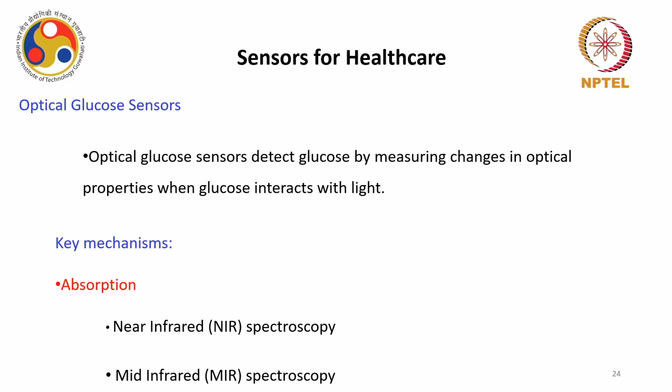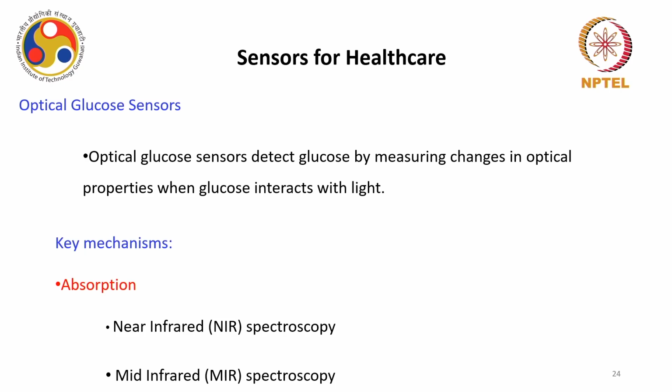Okay. So, optical glucose sensors detect glucose by measuring change in the optical properties when glucose interacts with the light. Okay. And when light and matter interact, there can be a number of phenomena that can occur, and utilizing these phenomena, people have come up with a number of optical glucose sensors. Okay. So, let us see quickly what kind of devices are possible with the optical phenomena in place.